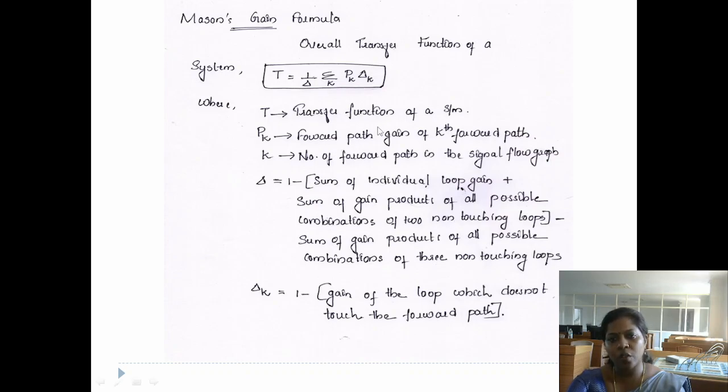T is the overall transfer function of the system. Pk is the forward path gain and K is the number of forward paths. Delta is equal to 1 minus sum of individual loop gains plus sum of gain products of all possible combinations of two non-touching loops minus sum of all gain products of all possible combinations of three non-touching loops. Then del K is equal to 1 minus gain of the loops which do not touch the forward path. So we will see all these terms in the problem.